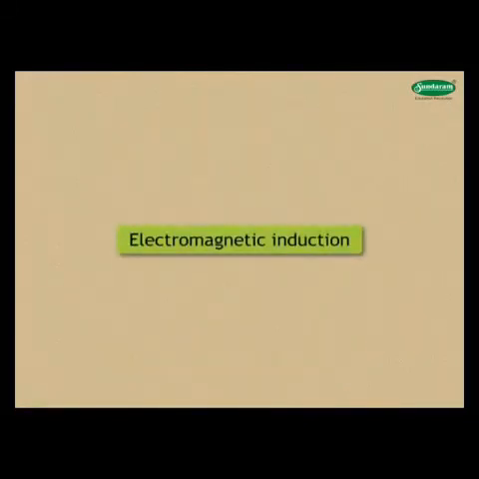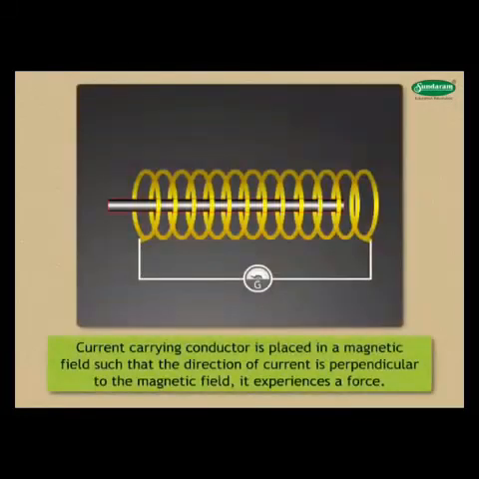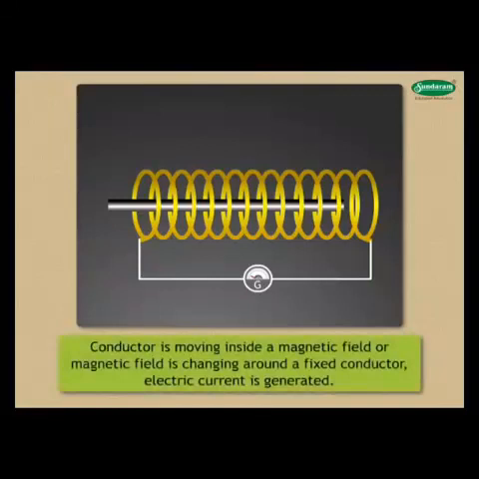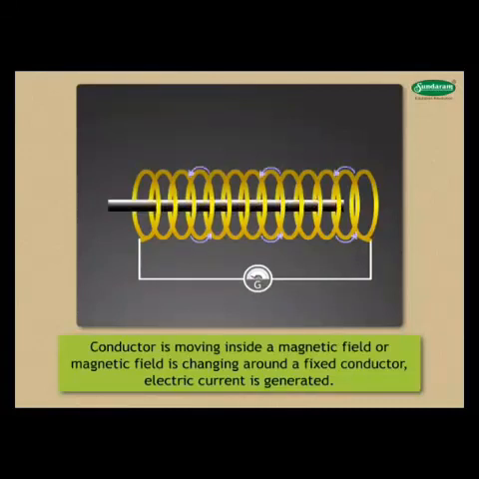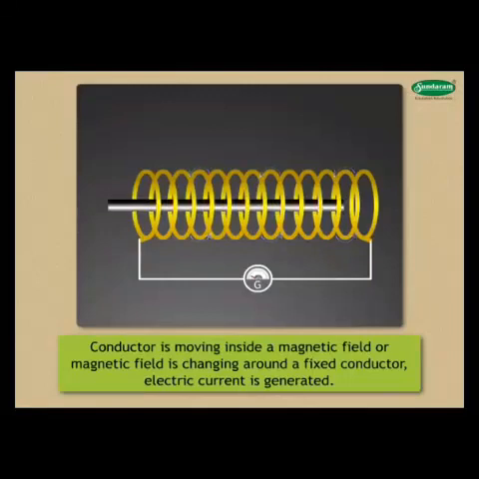Let us study what is meant by electromagnetic induction. When a current-carrying conductor is placed in a magnetic field such that the direction of current is perpendicular to the magnetic field, it experiences a force. But if a conductor is moving inside a magnetic field or magnetic field is changing around a fixed conductor, electric current is generated.